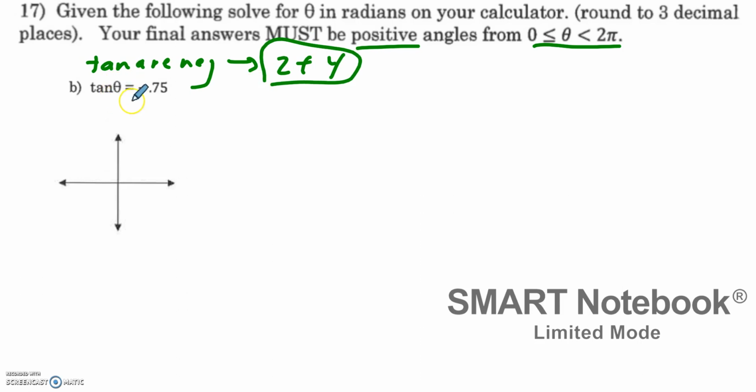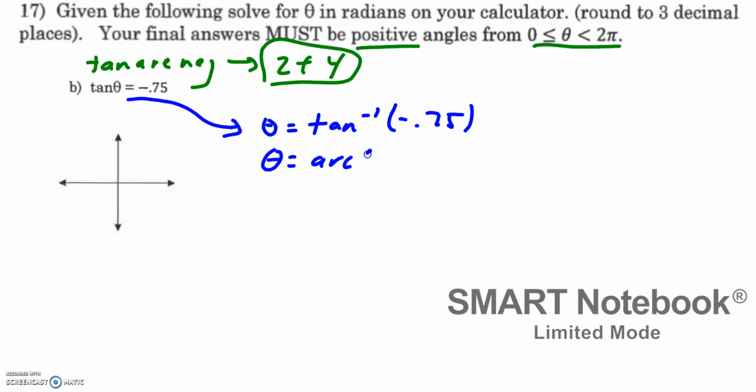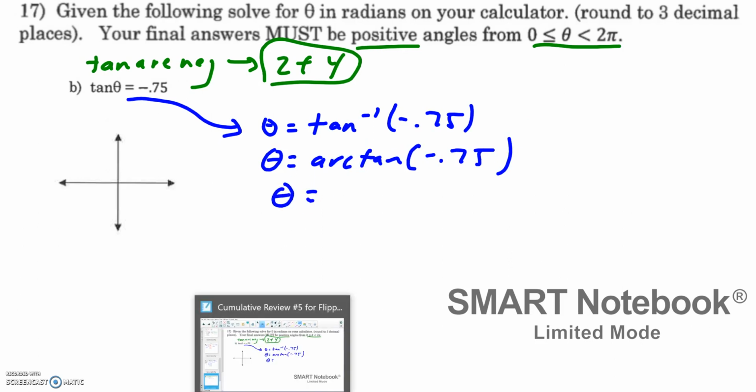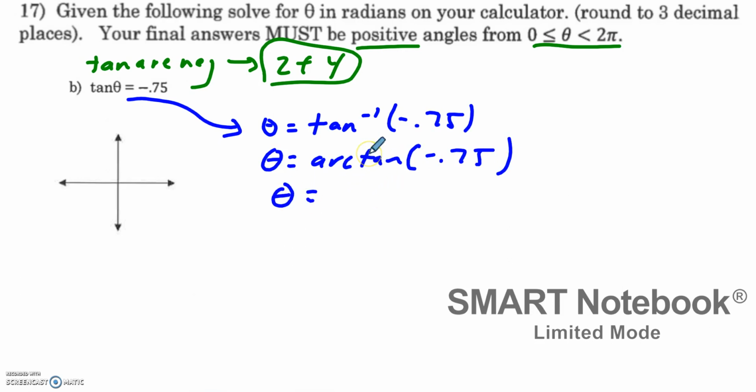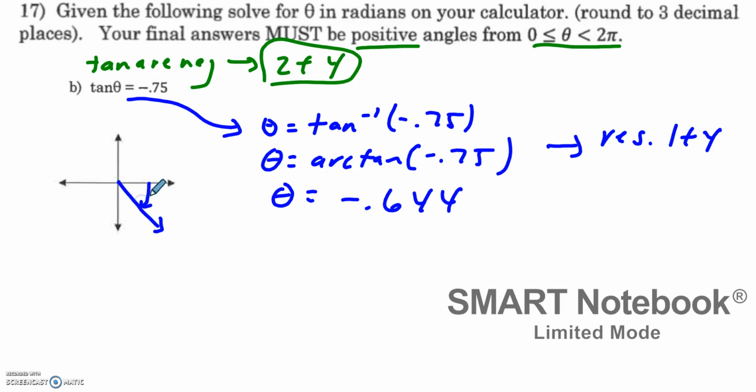Now first though, I need to figure out what theta is. So if I take the inverse tangent of negative 0.75, which again is the same thing as the arc tangent of negative 0.75, and I plug that into my calculator, I get that my theta in this example is going to be negative 0.644. So if I'm thinking about when I take an arc tangent that is restricted to quadrants 1 and 4, I have to draw my picture either in quad 1 or quad 4. Because my original ratio was negative, we're going to draw this in quad 4. So here's what the calculator gave us, negative 0.644.